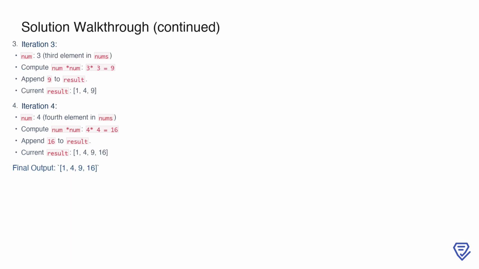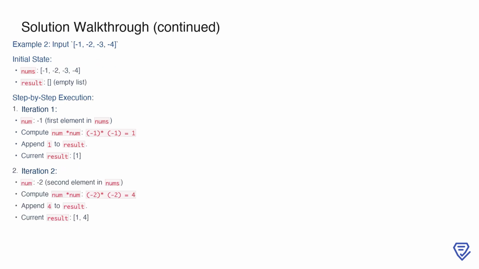In the third iteration, we proceed with the number 3. Squaring it gives 3 * 3 equals 9. This value is appended to the result, updating it to 1, 4, 9. Moving to the fourth and final iteration, the number is 4. Its square, 4 * 4, equals 16. We append 16 to the result, resulting in 1, 4, 9, 16. With all elements processed, the final output for this example is 1, 4, 9, 16.